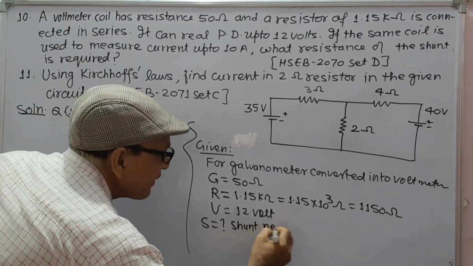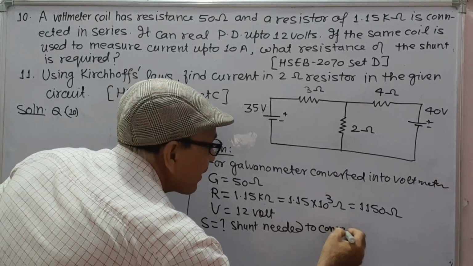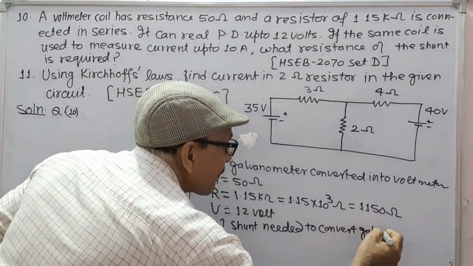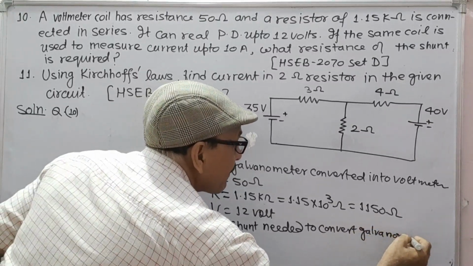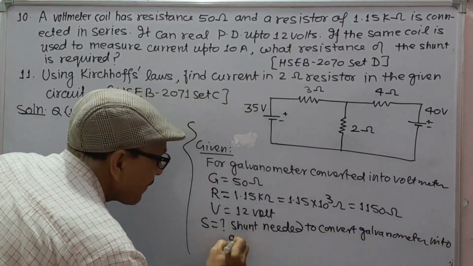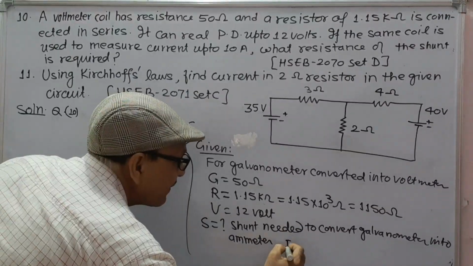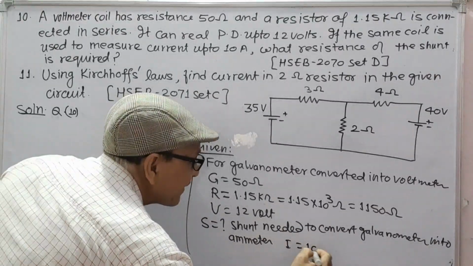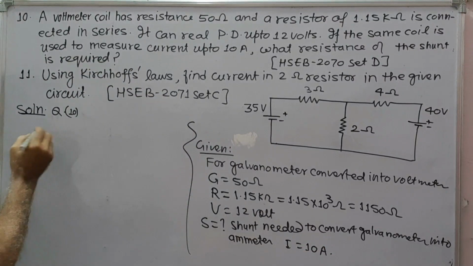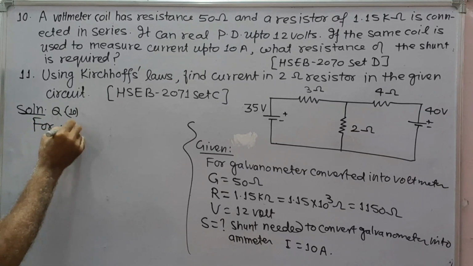Shunt needed to convert the galvanometer into an ammeter of I is equal to 10 ampere. Solution for voltmeter.